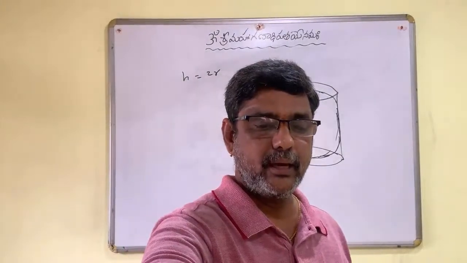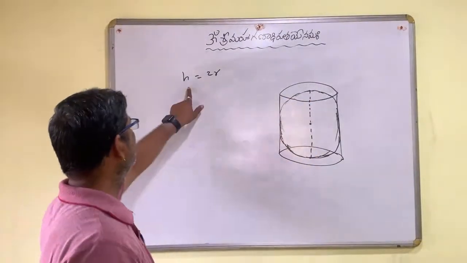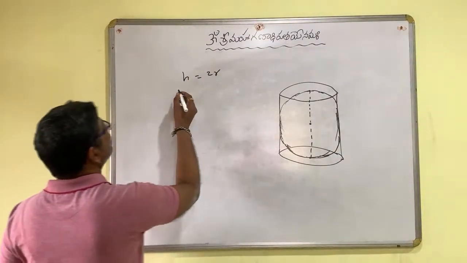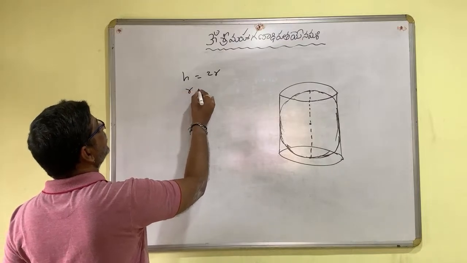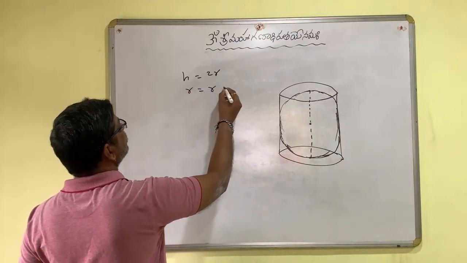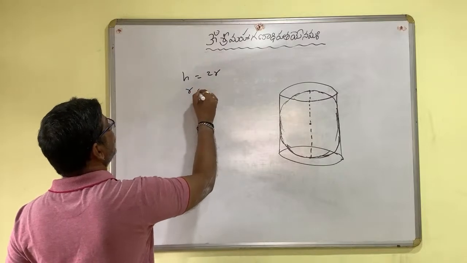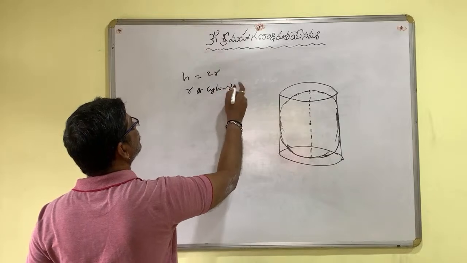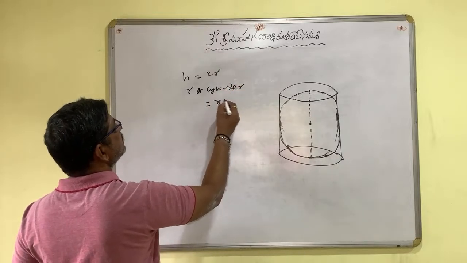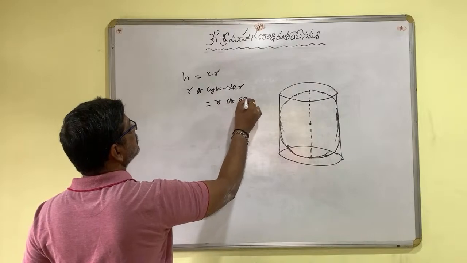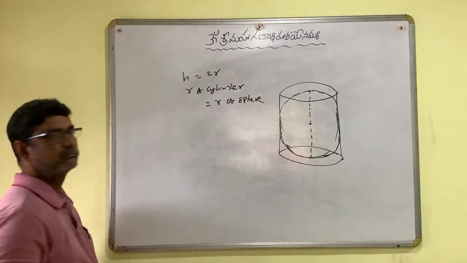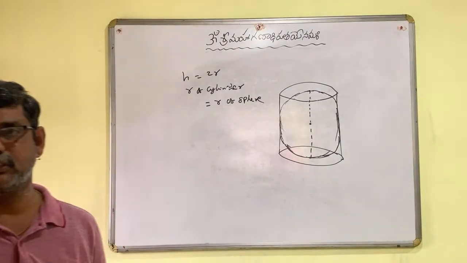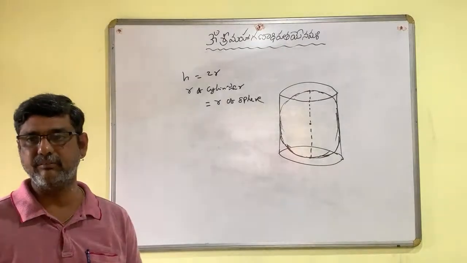So here the height of the cylinder is the diameter of the sphere, and the radius of the cylinder is the same as the radius of the sphere. The height of the cylinder is the diameter of the sphere. That is one thing we have to understand from the figure.